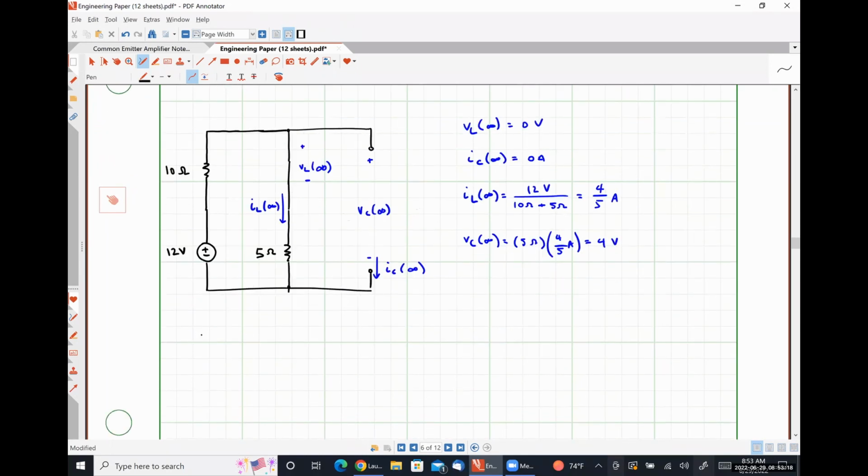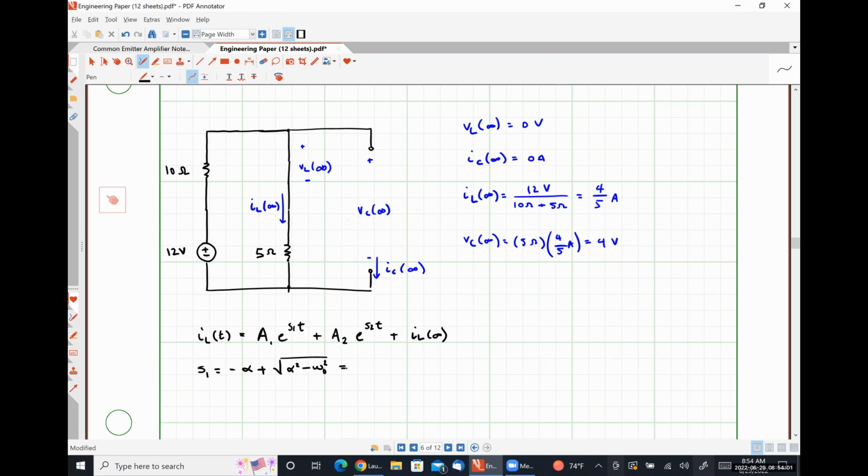So our inductor current, IL of t, will be of the form A1 e to the S1t plus A2 e to the S2t plus IL at infinity. We didn't find S1 and S2, so let's go ahead and do that. S1 is negative alpha plus the square root of alpha squared minus omega naught squared. So let me throw this into my calculator.